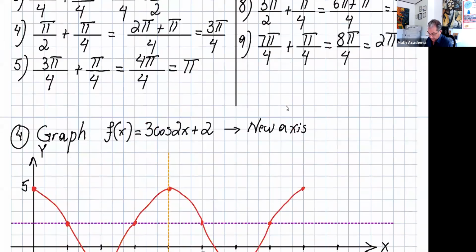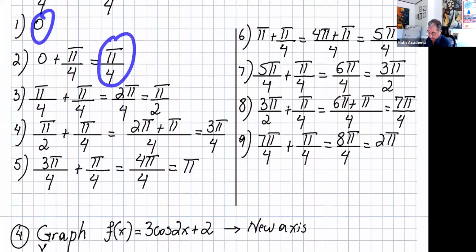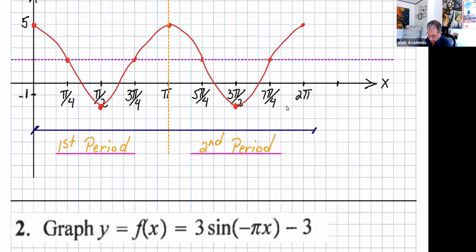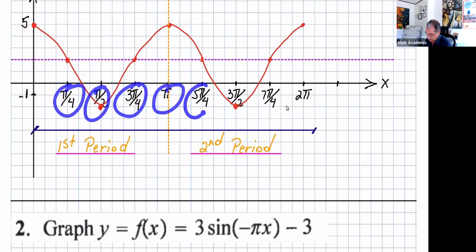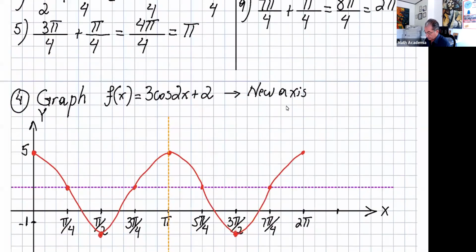Place the points. The first point is pi 0. The second point is pi over 4. Then pi over 2, 3 pi over 4, pi, and so on. So I placed all those points: pi over 4, pi over 2, 3 pi over 4, pi, 5 pi over 4, and so on. And the last point we know was 2 pi.